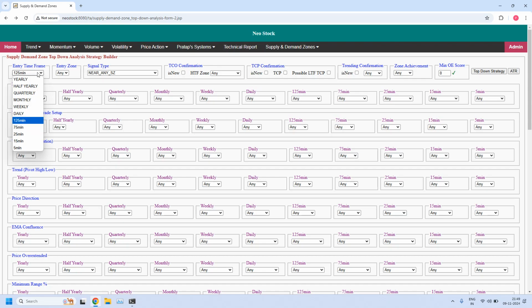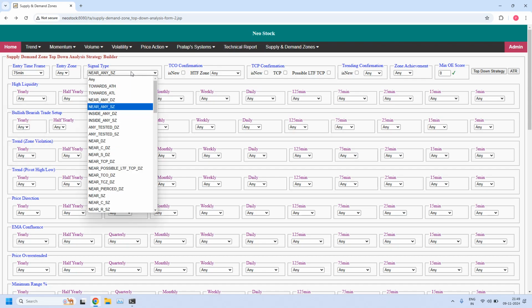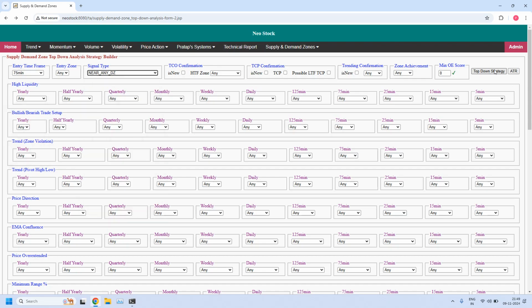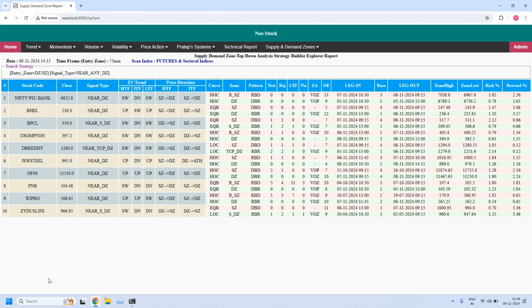Next time frame is 75 minutes. Let us find the stocks near the 75 minutes demand zone. 10 stocks are filtered. Let us identify how many high liquidity 75 minutes demand zones are in this list. BPCL is having a 75 minutes high liquidity demand zone. Dr. Reddy.